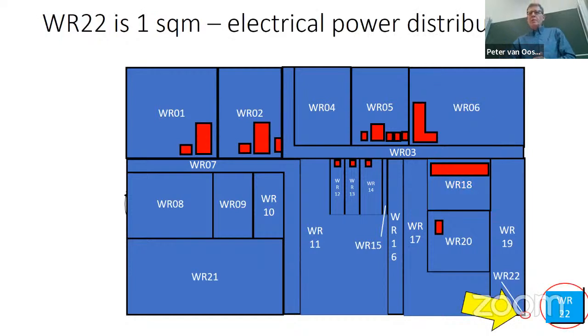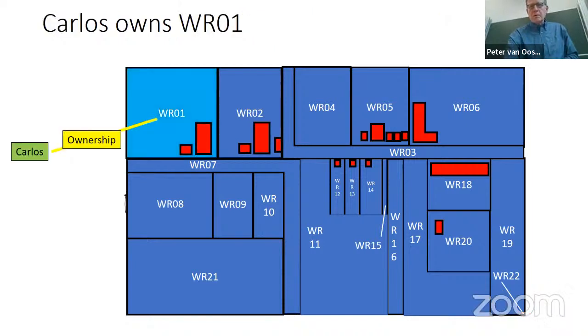This very small parcel in the corner is an electric power distribution box, and therefore it is so small, it does not need more space.